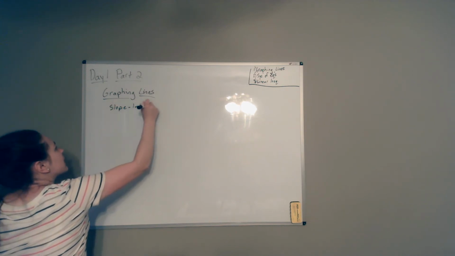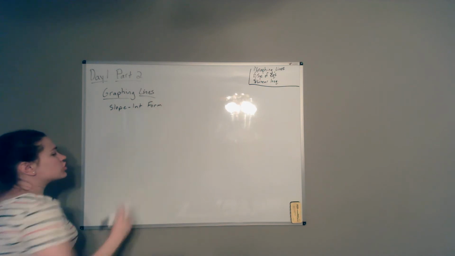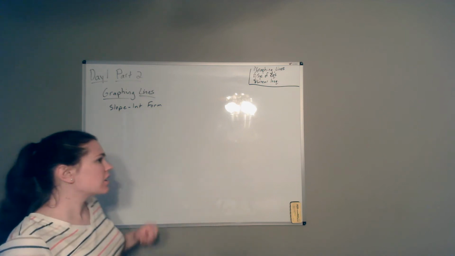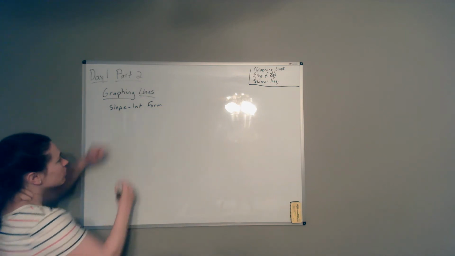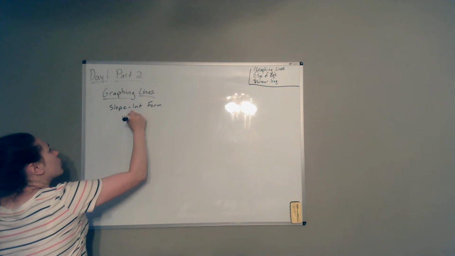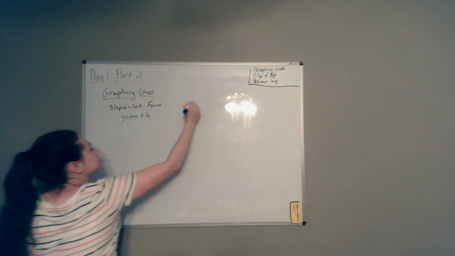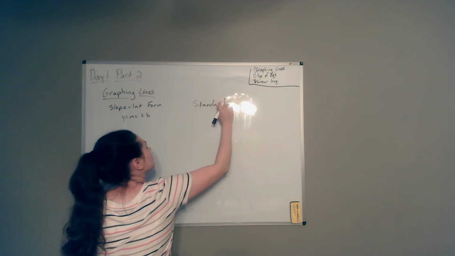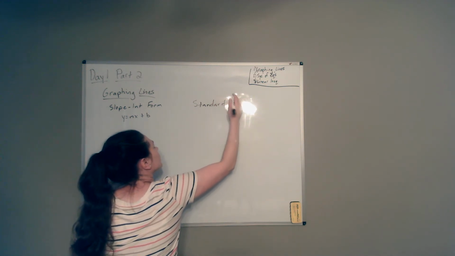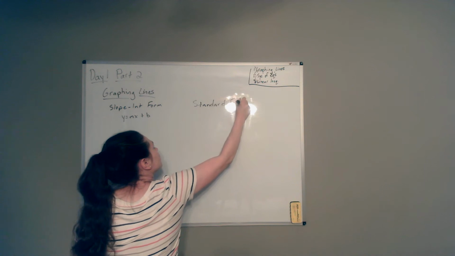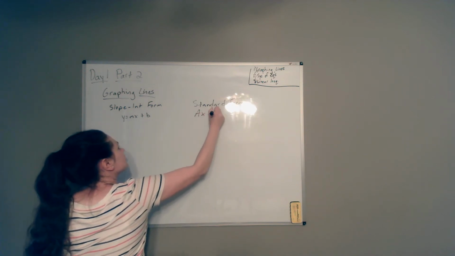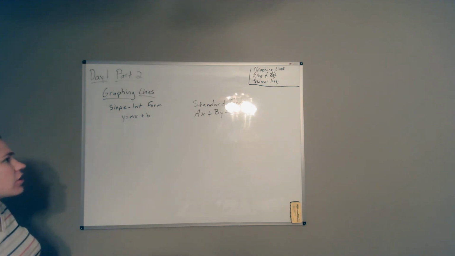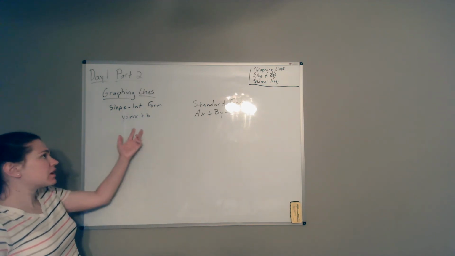2 main ways to show a line, to write the linear equation that will help you in graphing: slope-intercept form, y equals mx plus b, and standard form. Now, you should have seen this in Algebra 1. Okay, these 2 forms. And so there are advantages to being in each form.